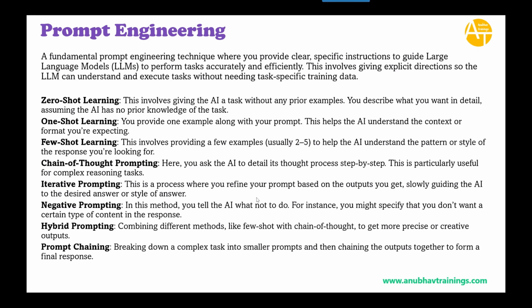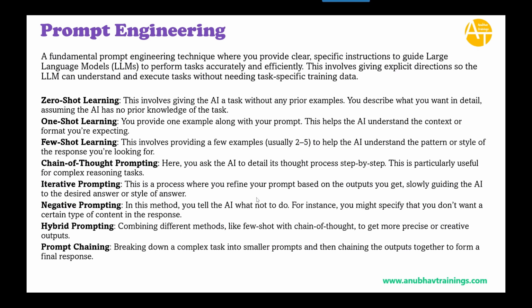This involves giving explicit direction so the LLM can understand and execute the task without the need of specific task training data. Suppose I say to the LLM, hey, can you please suggest me some Indian dish names, right? So it will propose, let's say, 20 dishes. And I say, I am only interested in North Indian dishes and exactly top five. So in that case, my prompt is specifically telling it the top five dishes. So that is my prompt engineering.